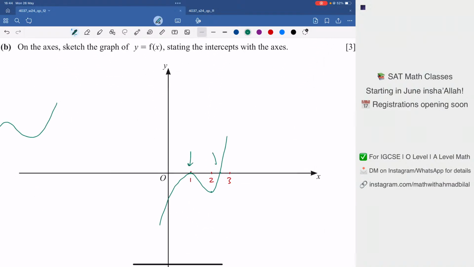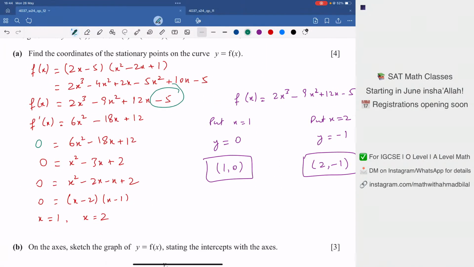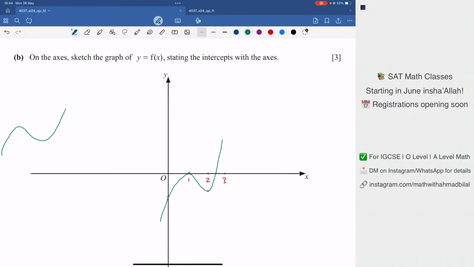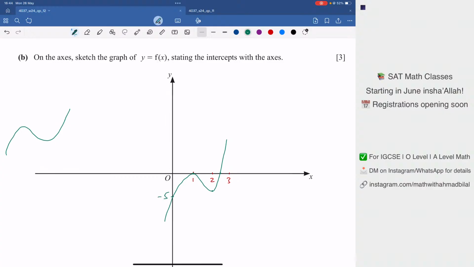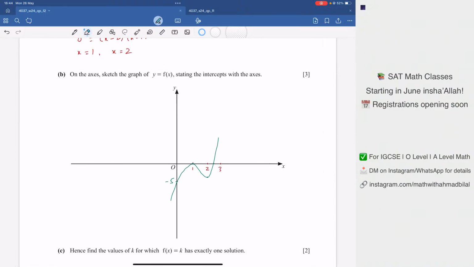this is 1, this is 2.5. Y-intercept, what about that? What's the y-intercept going to be? This constant, that's -5. The y-intercept of this graph is going to be at -5. So this point here is -5. That's what the graph of this function is going to look like. Okay, let's move on. That was part B.